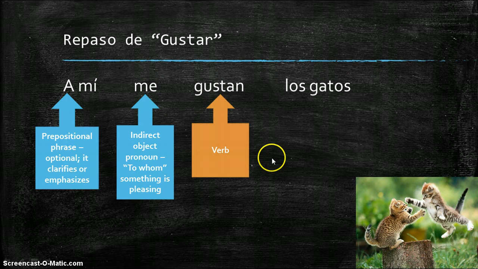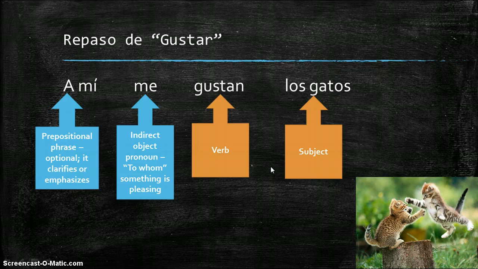Then we come to our third element of the sentence, which is gustan. This is a verb, and sentences need verbs. Sentences also have subjects, and in this sentence the subject is los gatos. Now this is kind of backwards. Notice that we usually put the subject at the beginning of a sentence in Spanish and in English, but for sentences that use gustar, you usually put the subject at the end of the sentence, and that's one reason why we get confused. So again, the subject of the sentence is los gatos, and because that is a plural subject, then I have to use the plural verb gustan.